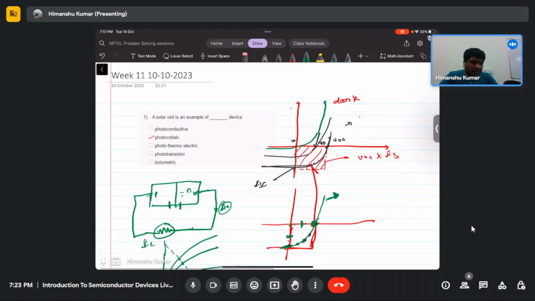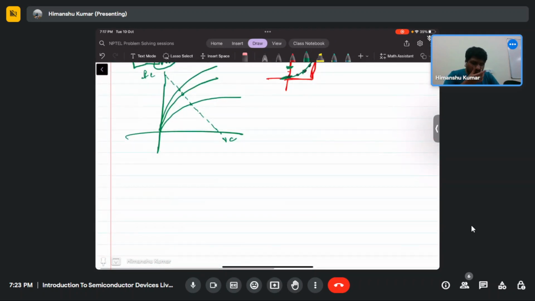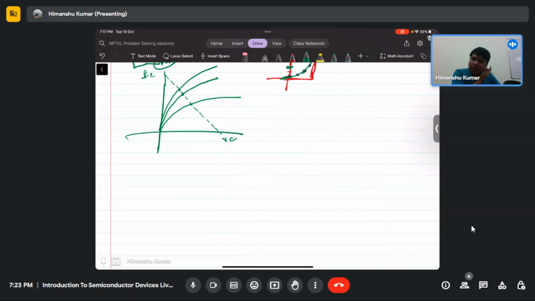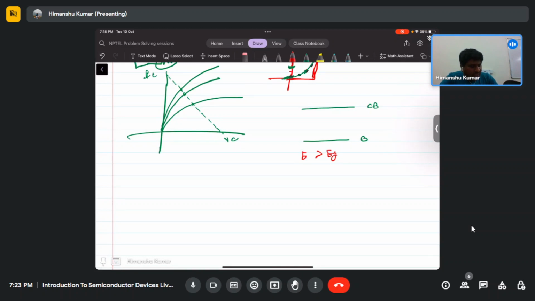So this week's content was mainly optical generation. What happens if we shine light on a semiconductor? Let me quickly summarize. We have this conduction band and this valence band. If the energy of the photons is larger than the band gap, then the photon can excite a carrier from the valence band to the conduction band.